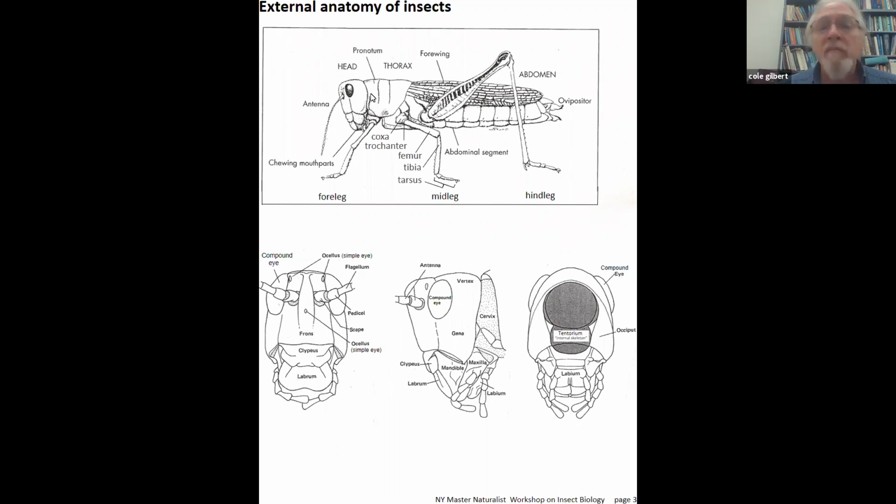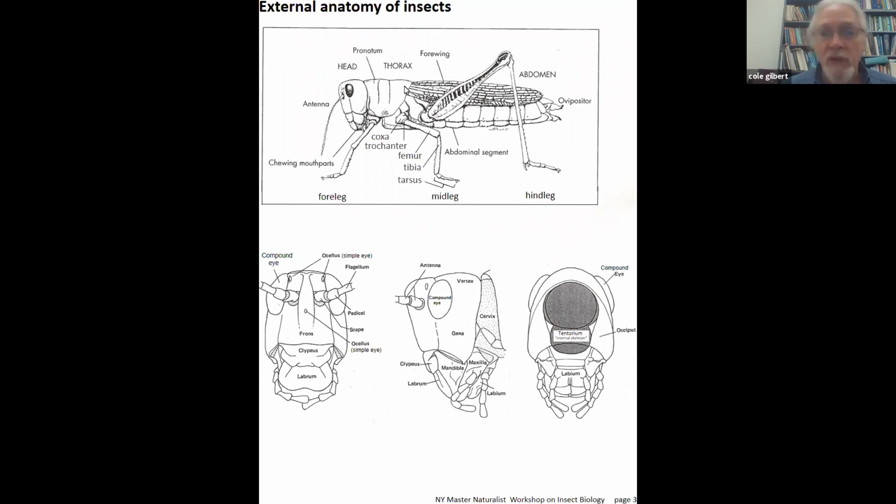Big brain is up in the head, relatively big brain. The thorax is for locomotion. It's got the legs. If the insect has wings, at most it will have 2 pair of wings on the second thoracic segment and the third thoracic segment. And only the adults have wings. The immature stages do not have wings.